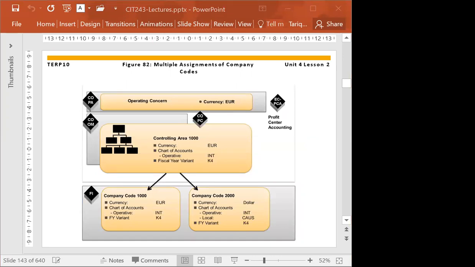Now, we can assign many company codes to one controlling area. And then we can assign the controlling area to an operating concern. So we may have more than one controlling area that we can assign to one operating concern.